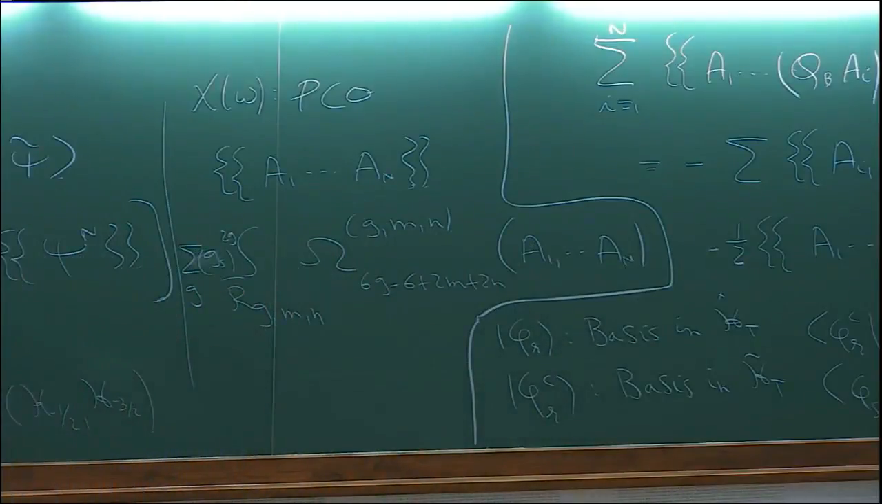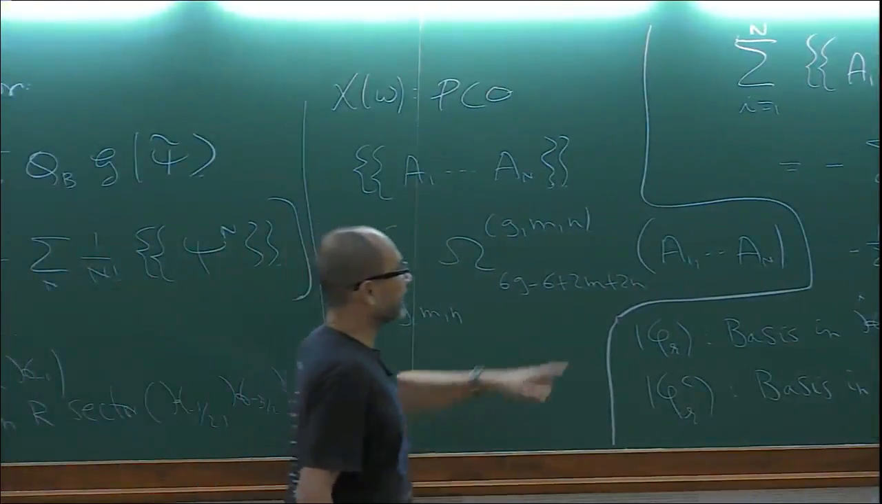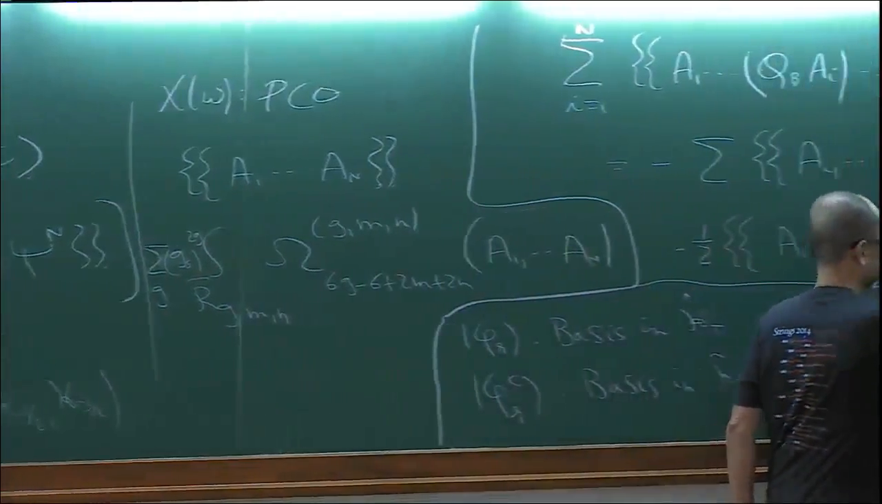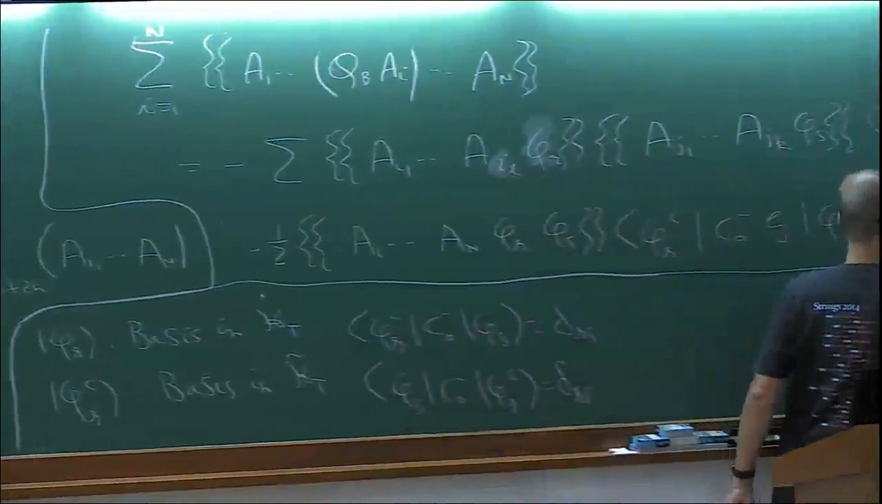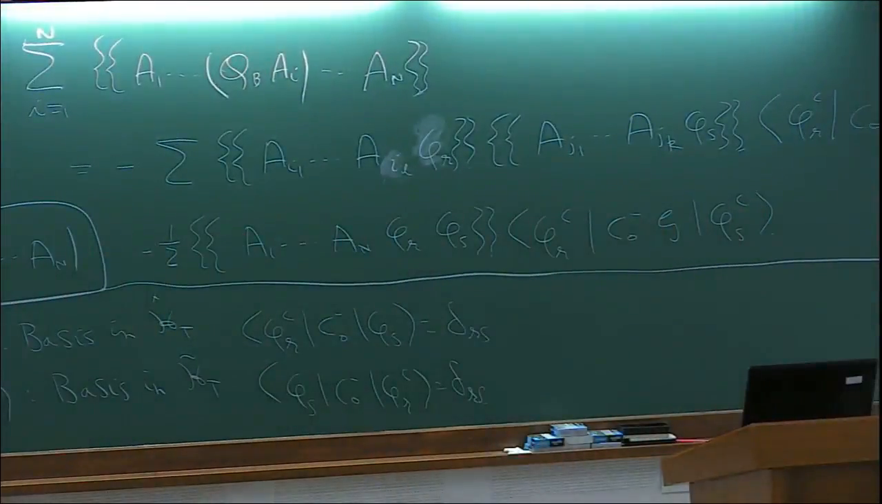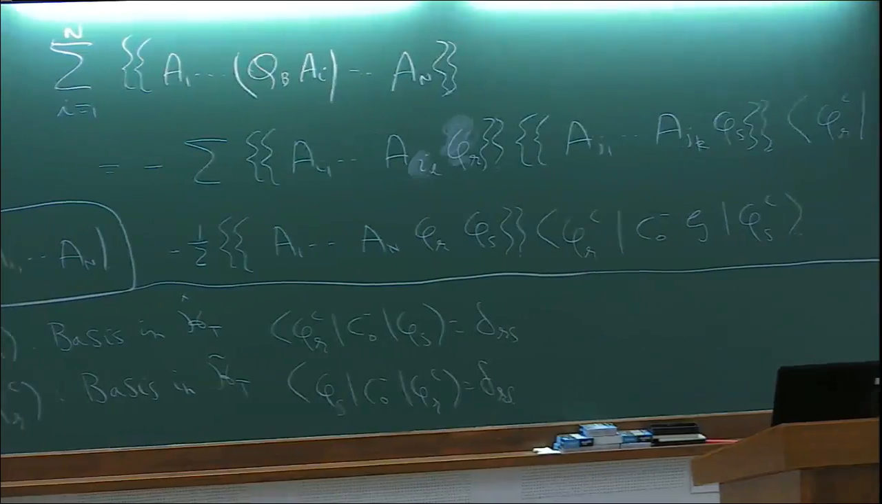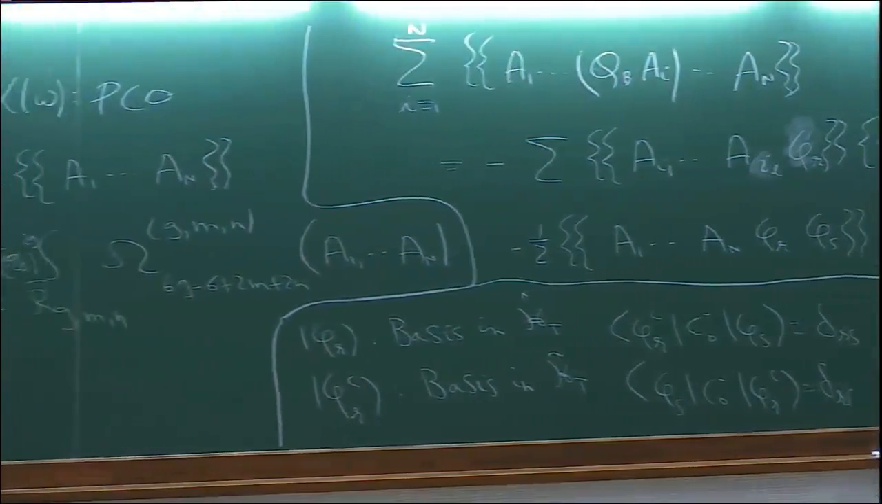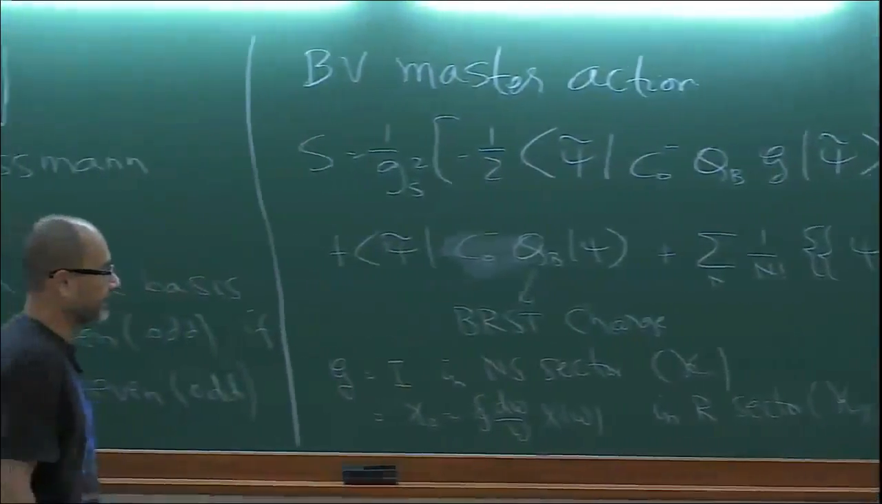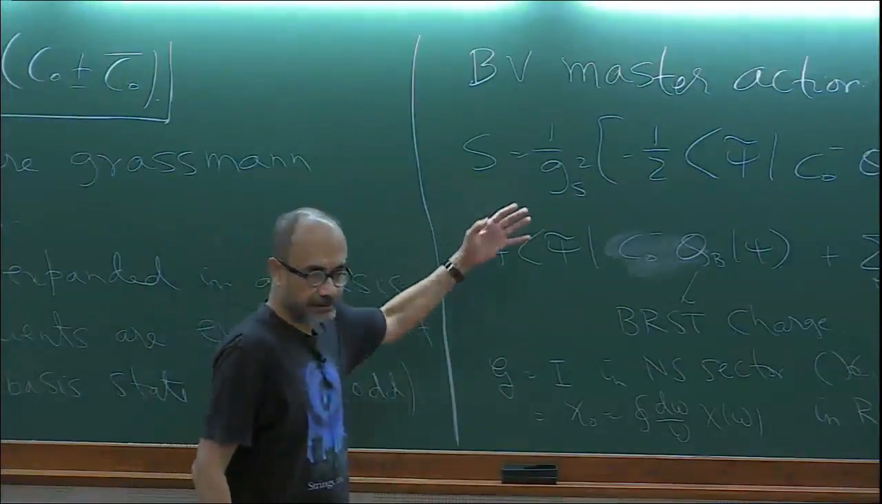And I also mentioned that it's using this identity, which is one of the key identities, that one can show that the action that we have here satisfies the BV master equation. I'll not write down what the master equation is because we will work in a slightly different formalism. But that identity is what goes into showing that this satisfies the BV master equation, which is a statement that this is a gauge invariant action.